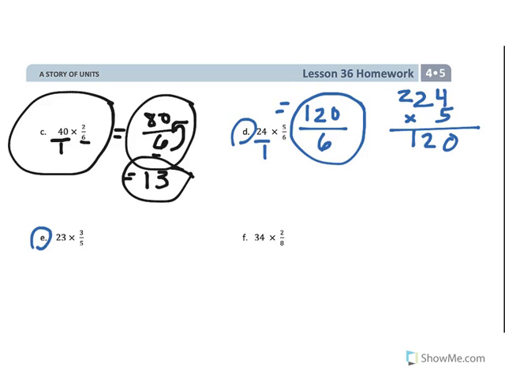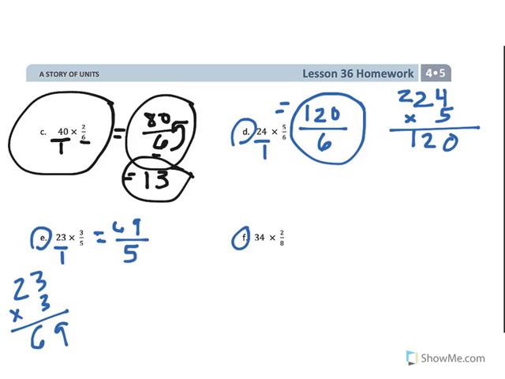Letter E, 23 times 3/5. So 23 groups of 3/5. Put this over 1, multiply straight across. 23 times 3 is going to be 69 fifths.